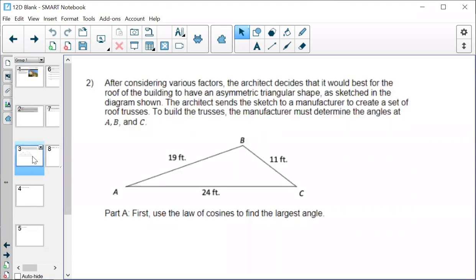Part 2. After considering various factors, the architect decided that it would be best for the roof of the building to have an asymmetric triangular shape, as sketched in the diagram shown. The architect sends the sketch to a manufacturer to create a set of roof trusses. To build the trusses, the manufacturer must determine the angles at A, B, and C. Part A, first use the law of cosines to find the largest angle.